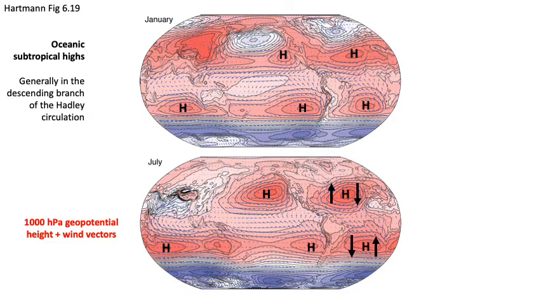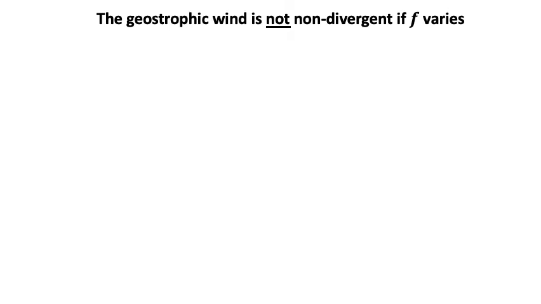The key thing I want to highlight is that these subtropical highs, these persistent circulations, have both poleward and equatorward flows as part of their circulations. Why is that interesting? Oftentimes you may have heard the statement that the geostrophic wind is non-divergent. It's actually not non-divergent if f is varying, specifically in the north-south direction. So can we show this, and what does that mean?